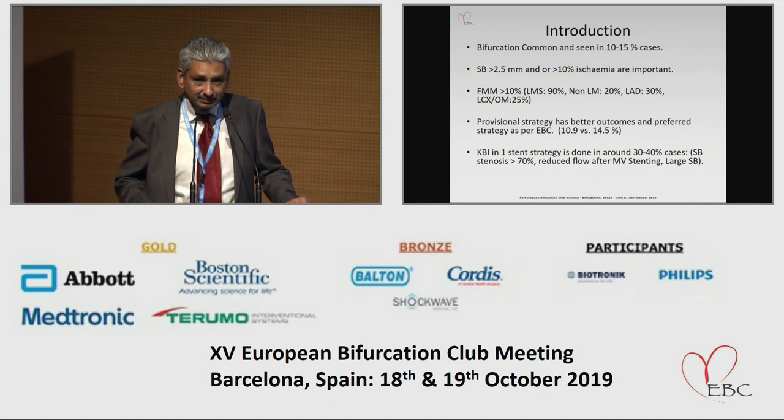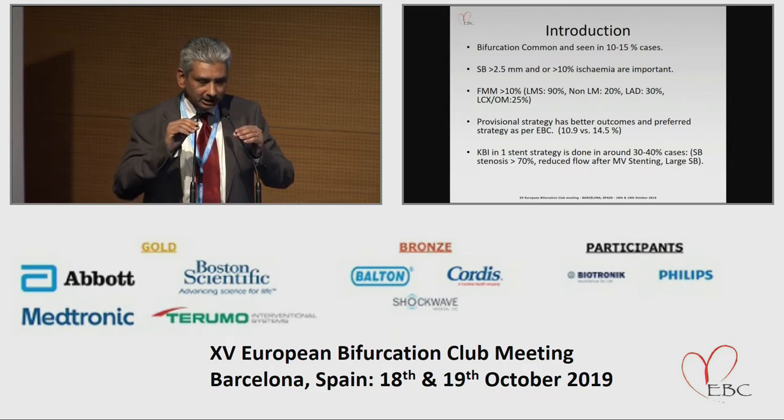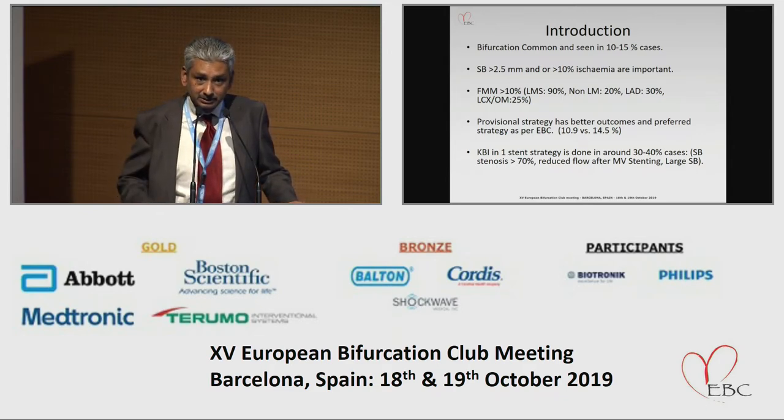In left main stem, 90% of the side branches are relevant to be treated. In non-left main stem, about 20% of the side branches are relevant. In the left anterior descending coronary artery, that is the diagonal, about 30% of the side branches are relevant, and about 25% in the circumflex coronary artery.